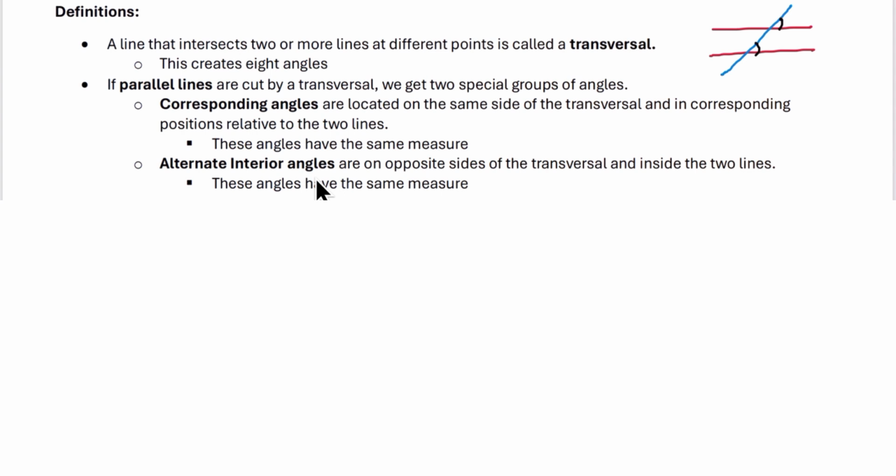Alternate interior angles are on opposite sides of the transversal and inside the two lines. These angles have the same measure as well. So an example of alternate interior, we could use this angle and this angle. Those two angles are alternate interior. They're inside the two parallel lines, but they're on different sides of the transversal. Alternate interior. They have the same measure.